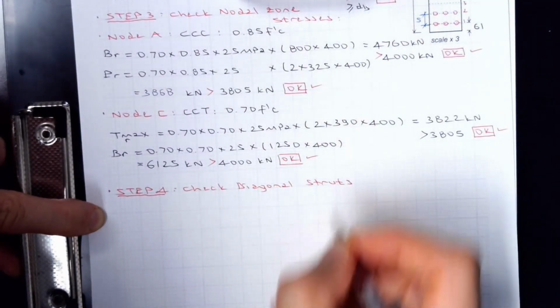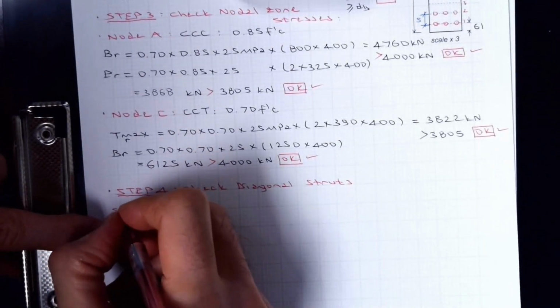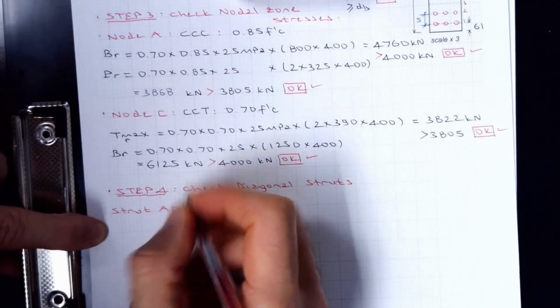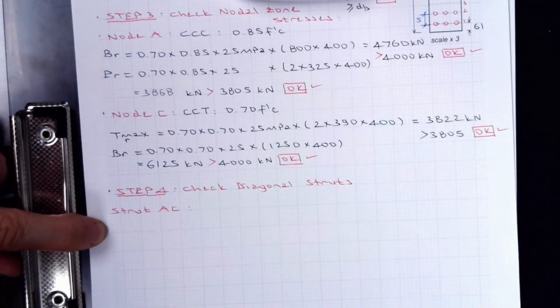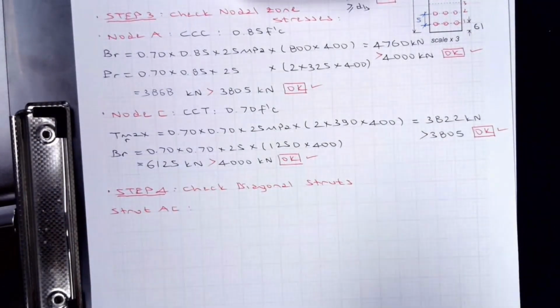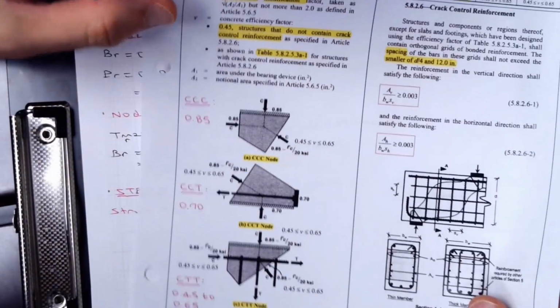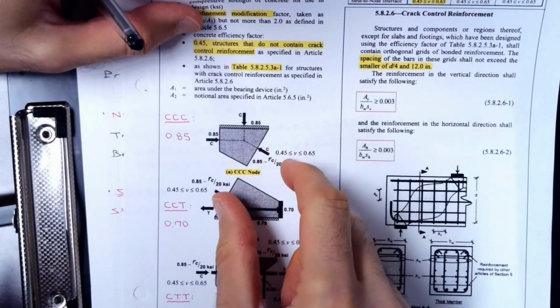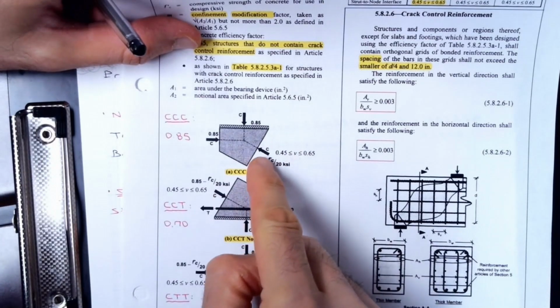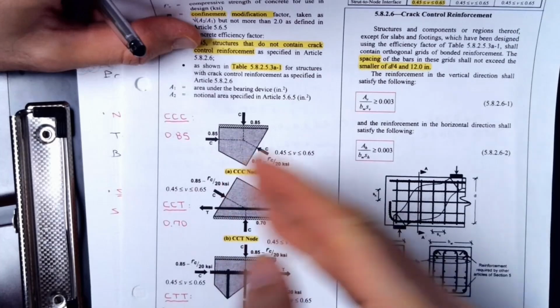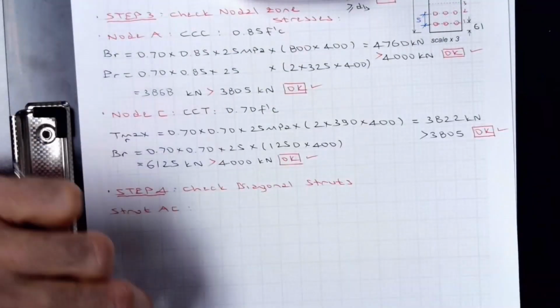Struts, but we only have one, so we are going to be checking only strut AC. That's the only check for us. So if we look again at the H2 page, you can see that's this strut. So it has two ends. You can check the end at the top, you can check it at the bottom. If you want, check both, but one would be critical. Let's see which one would be critical.